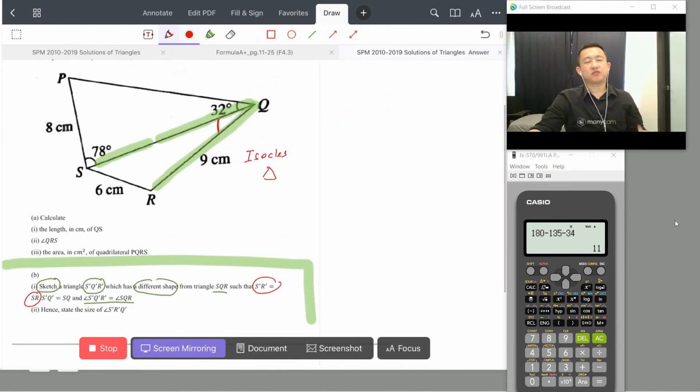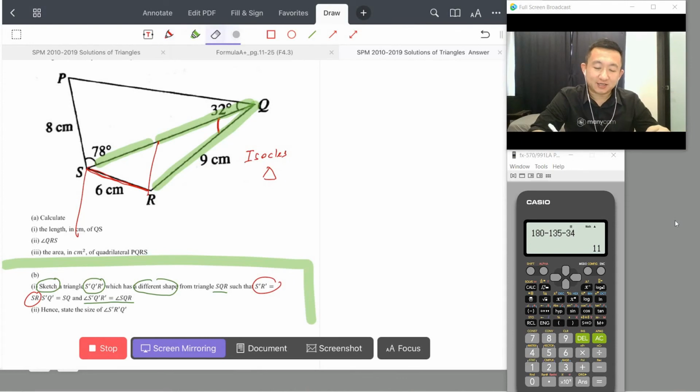Okay, not transformations. Before and after the change, S prime R prime equals SR. Meaning this line stays the same after you change it. So it doesn't give us any hints whether we should draw it like this or like this. That is not the deciding point to look at.